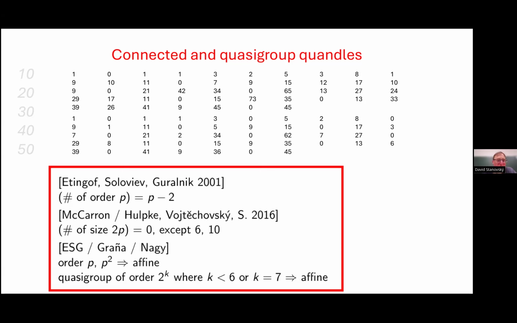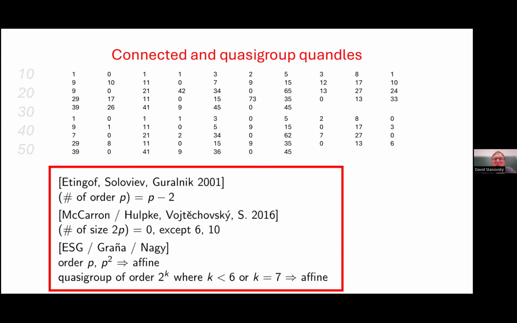Some of those, certainly the first one, can be explained by another observation that most of the quandles of a given size are actually affine. Whenever you have connected quandles of order p or p squared, then they're always affine. So it reduces the enumeration to the affine case, which is substantially easier. So for order p and p squared, it's the result of the people I mentioned and of Matthias Graña.